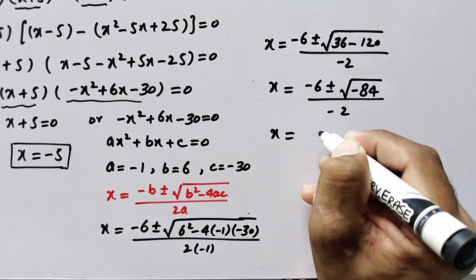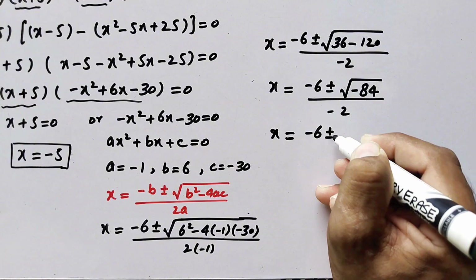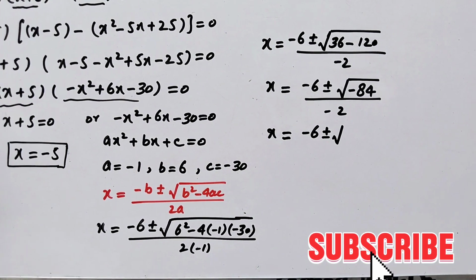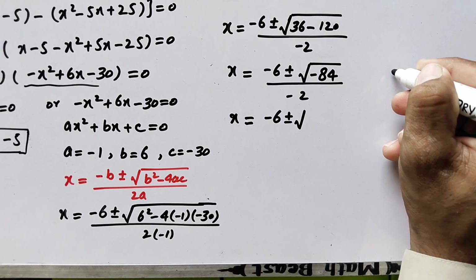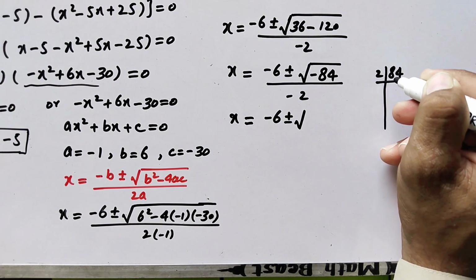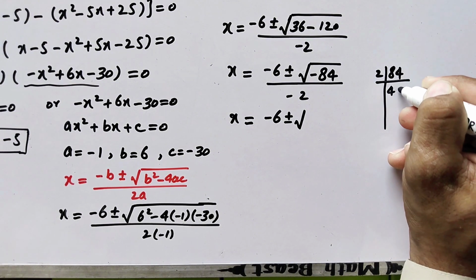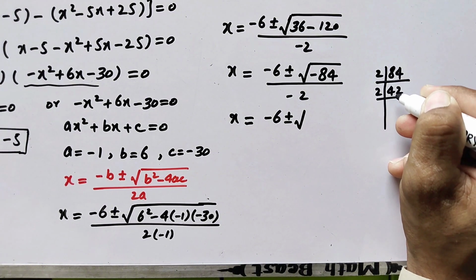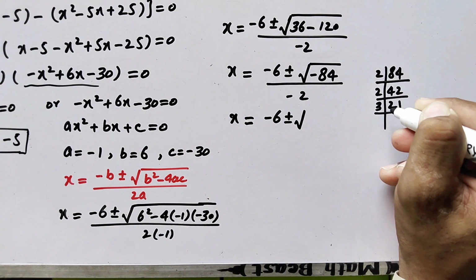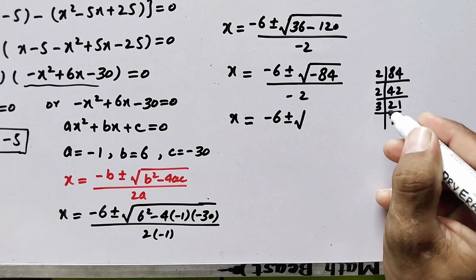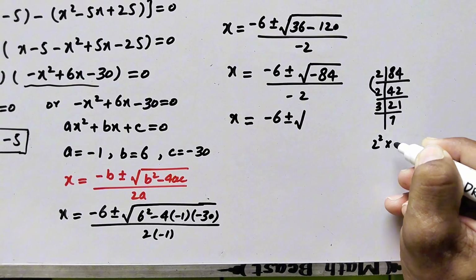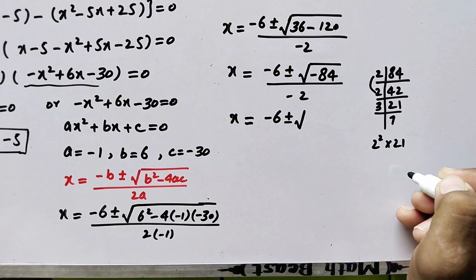So now x is equal to minus 6 plus or minus root of 84. Let's factorize this. So first we are dividing by 2, therefore here will be 42. Now again divided by 2. So here is 21. Now dividing by 3, here will be 7. So the factors of 84 are 2 square times 7 times 3 is 21.